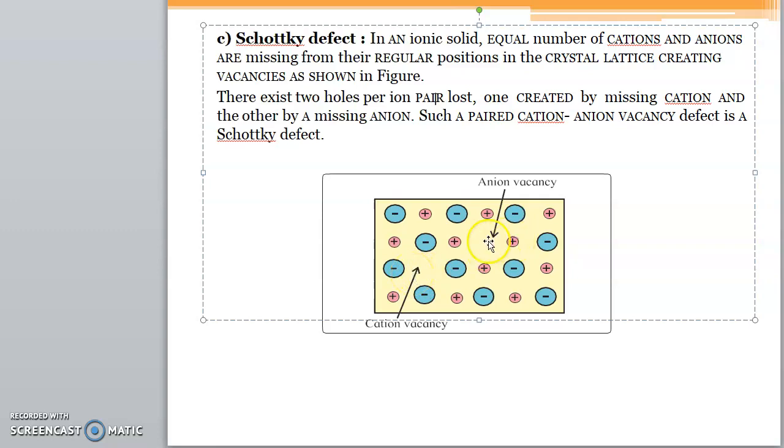So equal number of cations and anions, one cation, one anion, are missing from their regular positions in the crystal lattice, creating vacancies. So there exist two holes per ion pair lost, one created by the missing cation and the other by the missing anion. Such a paired cation anion vacancy defect is called a Schottky defect. Okay, so one cation is missing, one anion is missing. That's why it's called a Schottky defect.